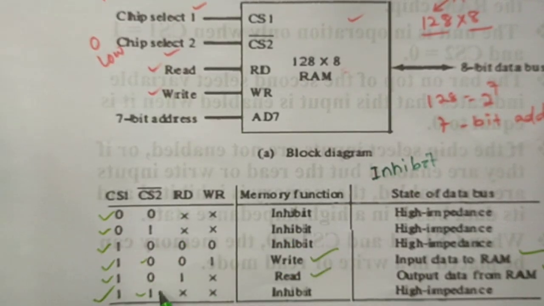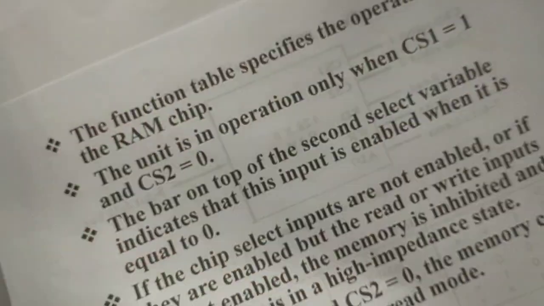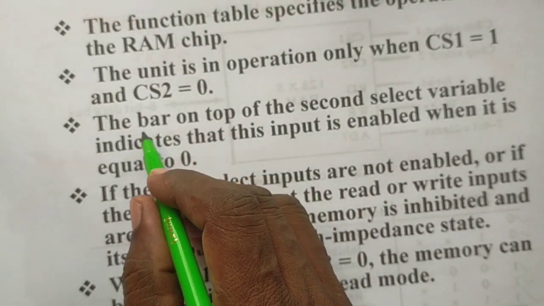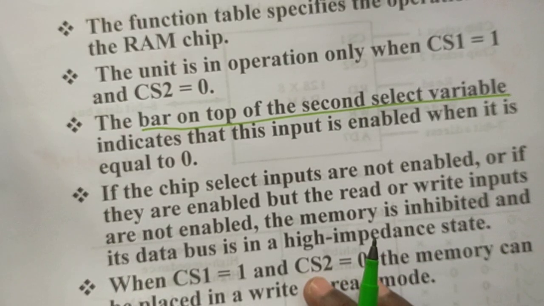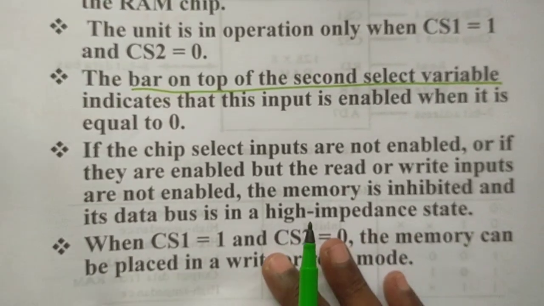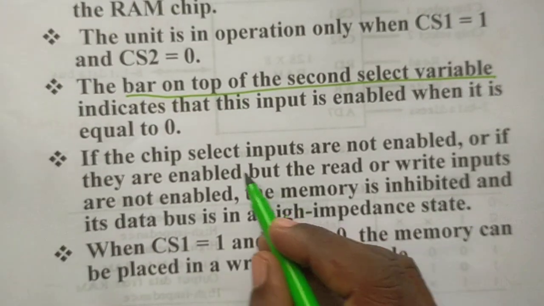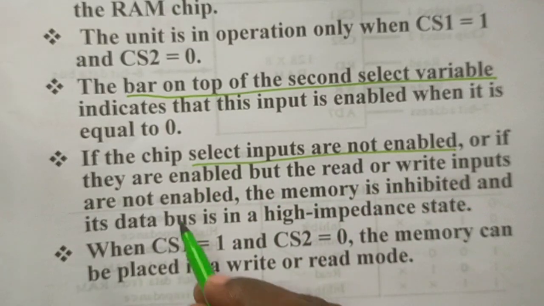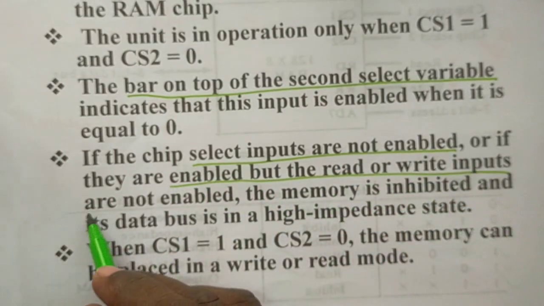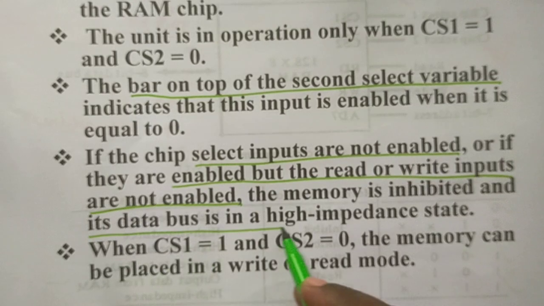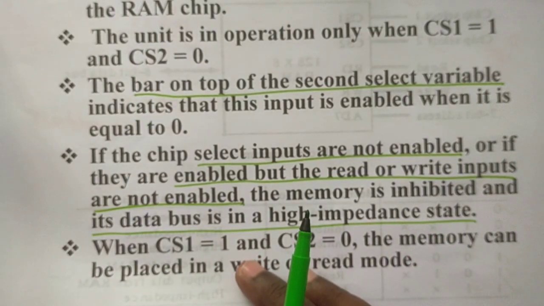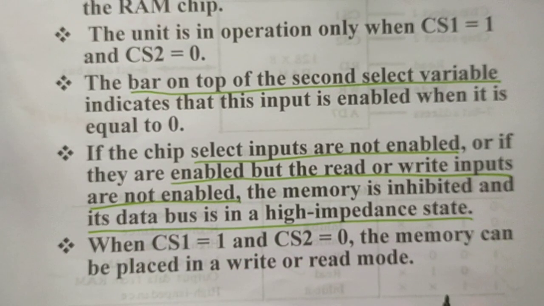Like this, we will consider this situation. Based on that, we can choose write or read operation. We will think about this, because the bar on the top of the second select input is important, because it is the opposite of select one. If the chip select inputs are not enabled, or if they are enabled but read write inputs are not enabled, the memory is inhibited and its data bus is in a high impedance. Both: if select inputs are not enabled or read write inputs are not enabled, then high impedance.